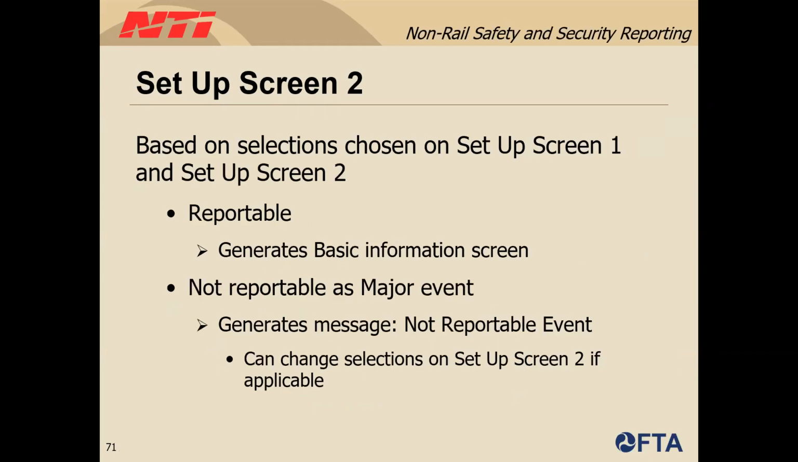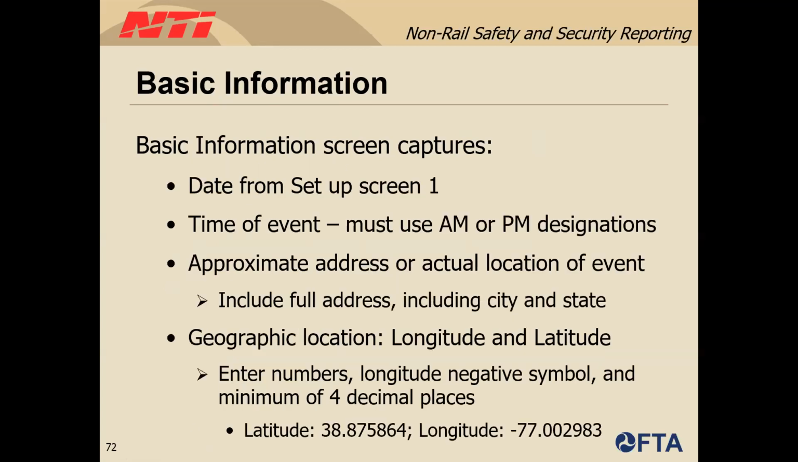Based on the selection you have made and questions you have answered, the system will respond accordingly. If the event is reportable as a major event, the basic information screen will appear. If the event is not reportable as a major event, the system will generate a message that the event is not reportable and ask you if you want to continue. At this point, you can edit the selections on setup screen 2 in case you answered the questions incorrectly, which may have made the event seem not reportable.